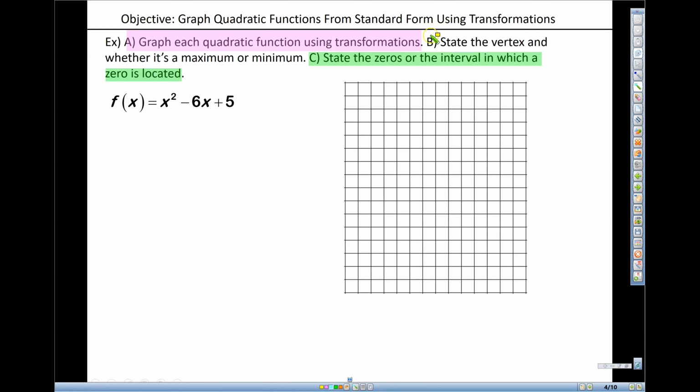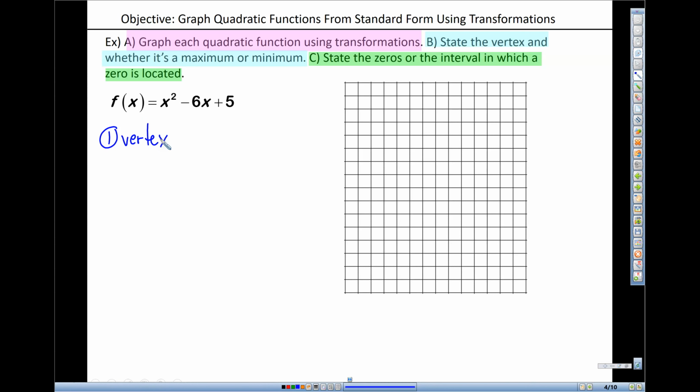Part B, we can actually do either first or second, or I guess we could even do it third, because we're going to calculate our vertex, remember, before we can actually start with our graph. And then we should know if it's a maximum or minimum based on whether there's an x-axis reflection or not. All right, so here we go. First thing we're going to do is find our vertex.